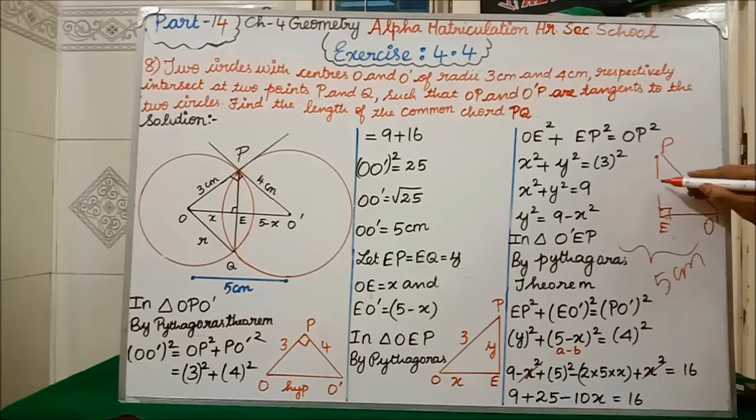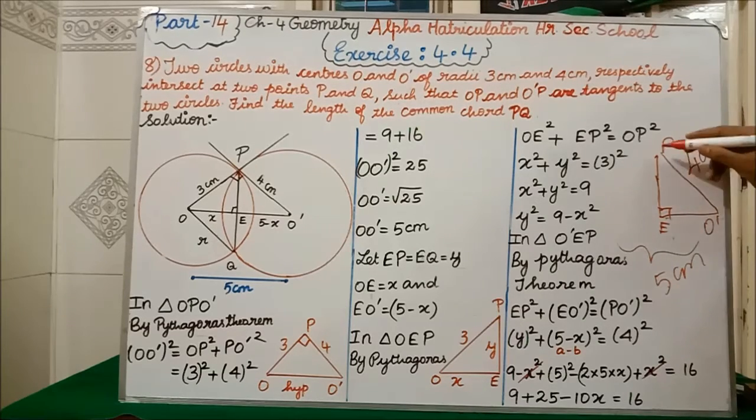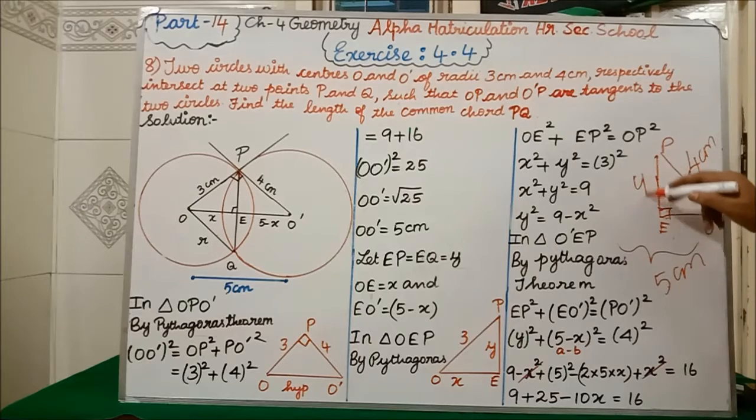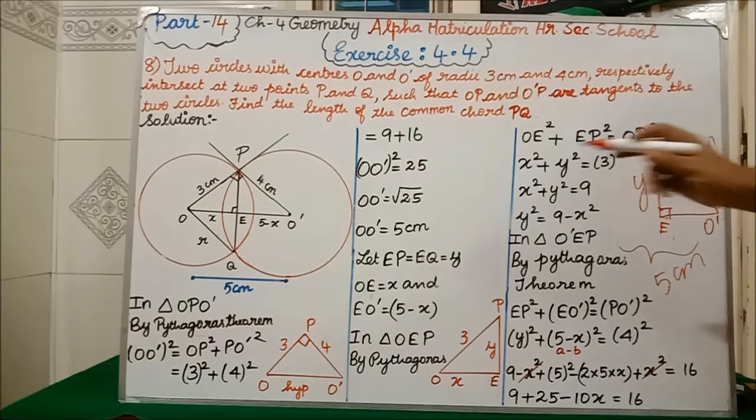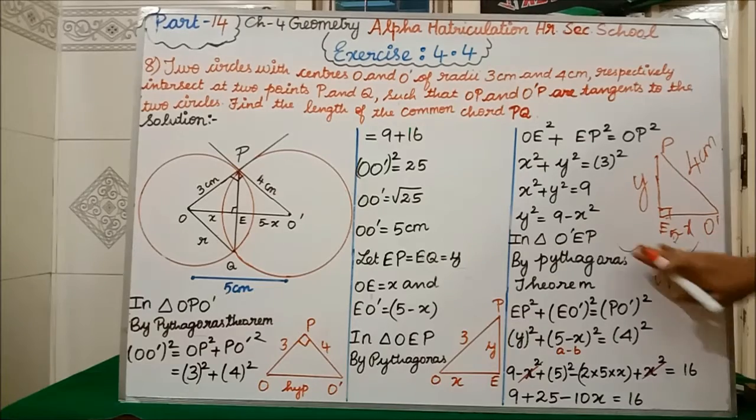I am erasing this side. Here, what triangle am I going to take? O' E P. This is the remaining part of the triangle that I am going to take. Since E is 90 degrees, in the diagram, O'P is what? 4 centimeter. PE we have taken as y. EO' we have written as 5 minus x. Clear, all of you?